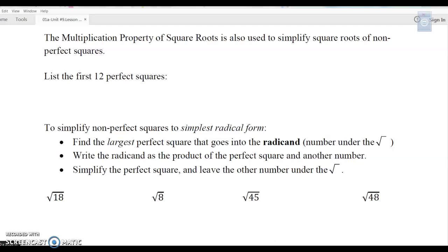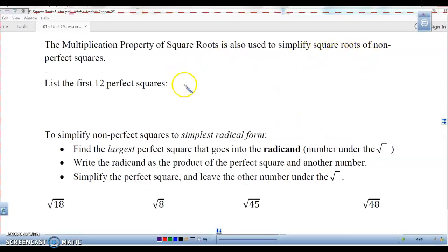This is Algebra 1, Unit 9, Lesson 1, Part B, Simplifying Non-Perfect Squares. Okay, so we were talking about the multiplication property of square roots, and that is used to simplify non-perfect squares.